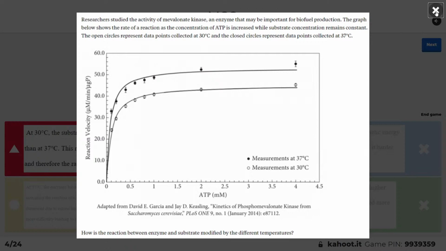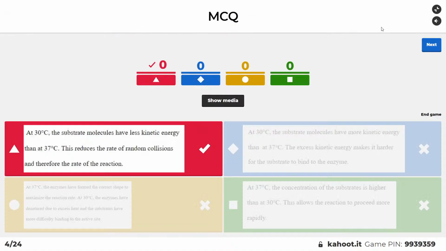All right. So the answer is triangle. If you notice in the graph, you might need to zoom in. The 30 degrees Celsius is the lower one, and the 37 degrees Celsius is the upper one. If you do remember, if you increase the temperature, it increases the rate of collisions. And if you increase the rate of collisions, that means there would be an increase in the rate of the reaction. The rest of them don't make that much sense.